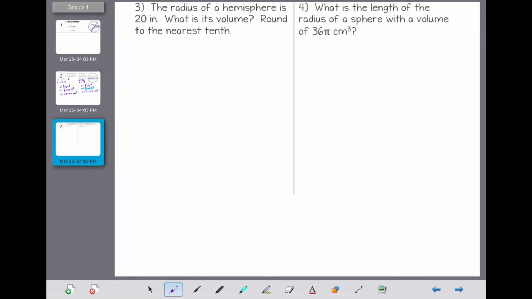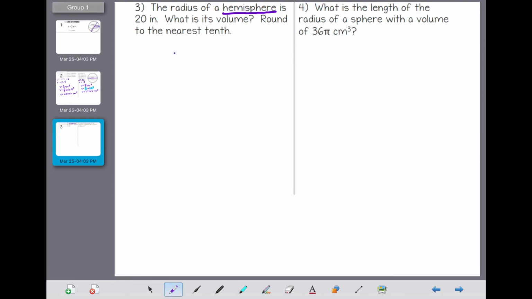Number 3, the radius of a hemisphere is 20 inches. What is its volume? Round to the nearest tenth. So what exactly is a hemisphere? If you think back to social studies classes, you have an eastern hemisphere, a western hemisphere, or a northern and southern hemisphere. So it's just half of a sphere.